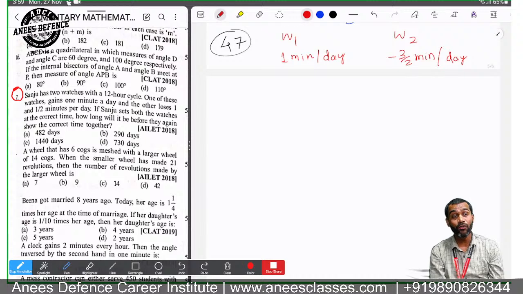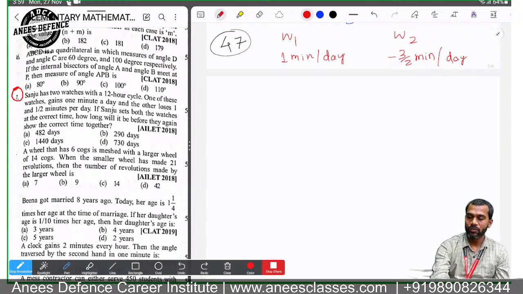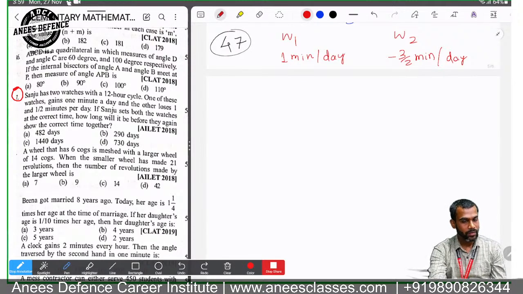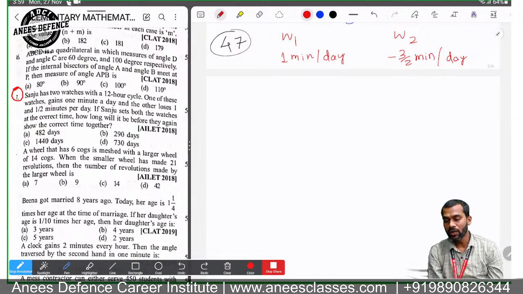But we don't have to go for 24 hours. Why? Because these are 12-hour clocks. So we don't have to worry about AM PM. Yes or no? So only we have to go 12 hours ahead. So how many days will be needed? 12 into 60. So that is 720, I guess. Yes or no? 720 is the number of days that will be needed for watch 1.